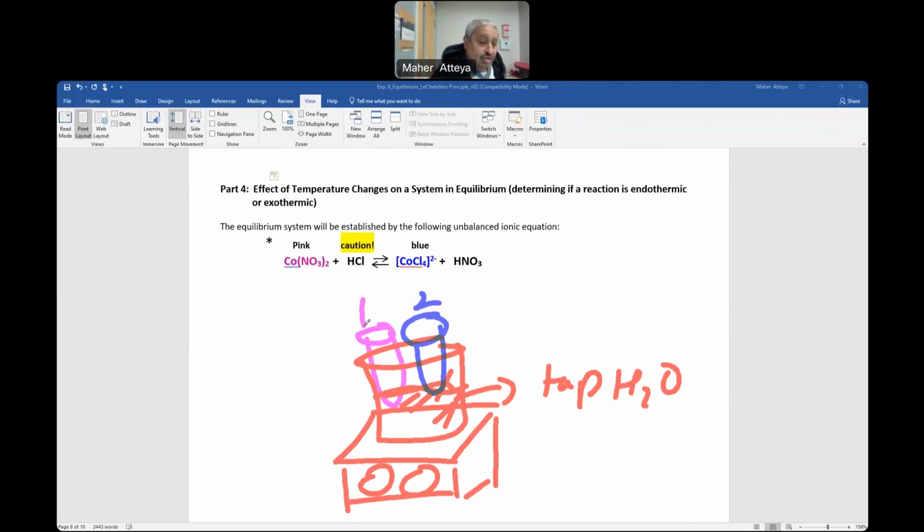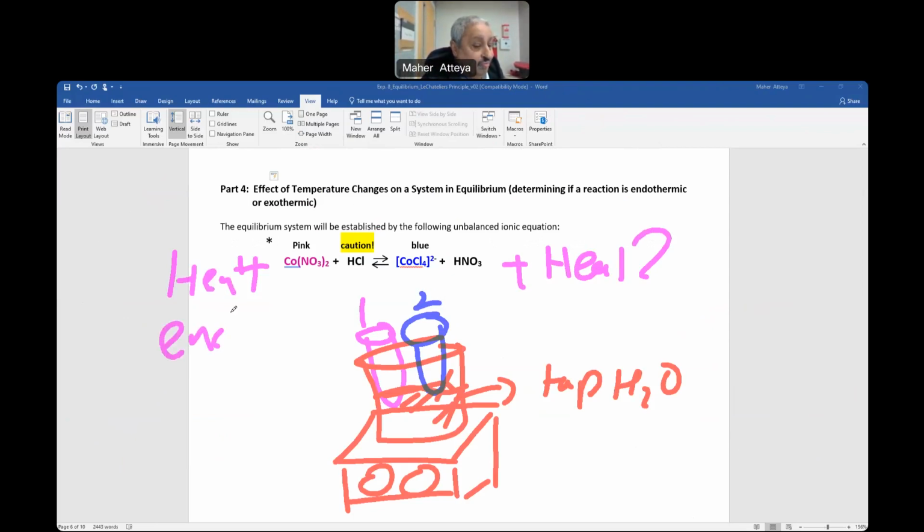Correct? So what will happen here, I want to see where's the heat. Is the heat here or is the heat here? Here at the left, this is endo. The reaction will be said to be endothermic. If the heat is at the right side, it will be exothermic.